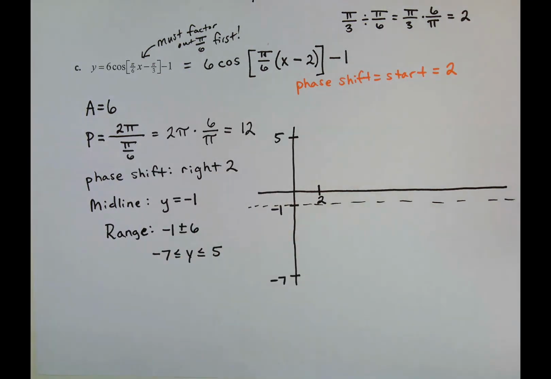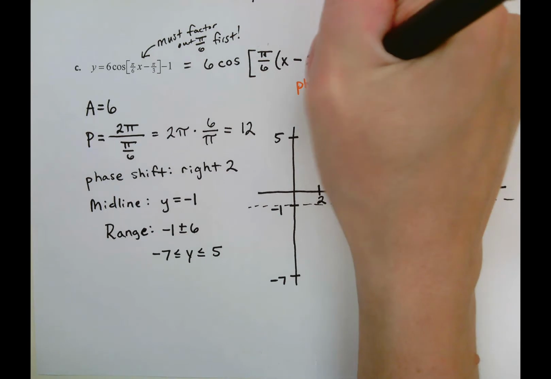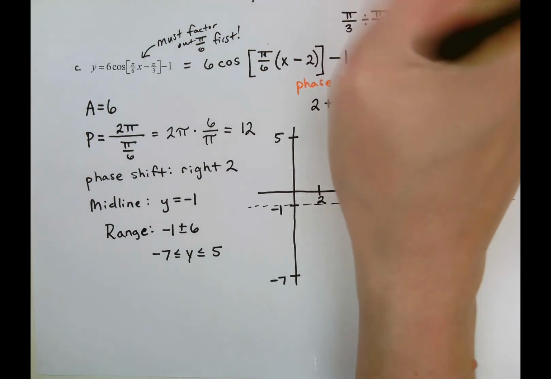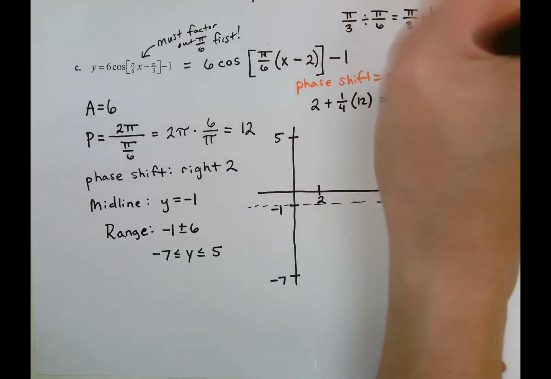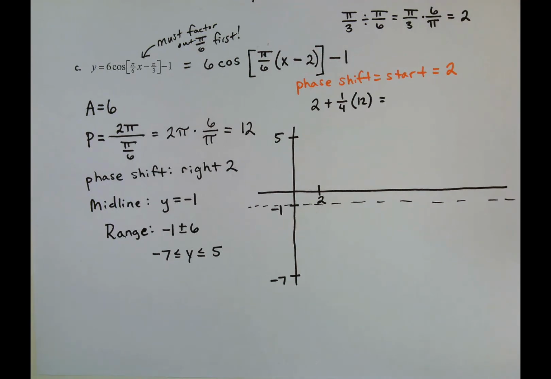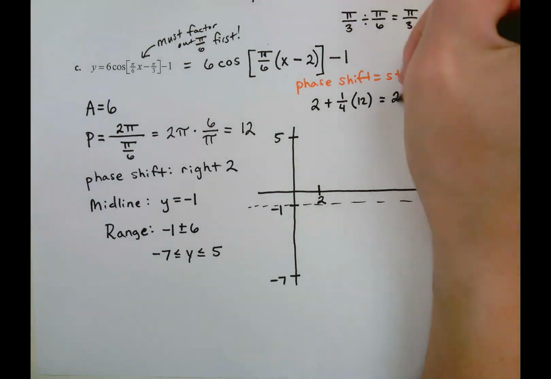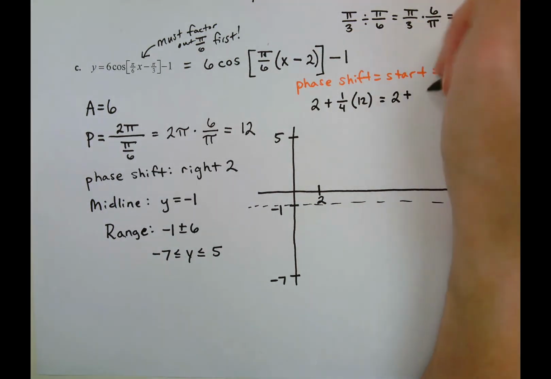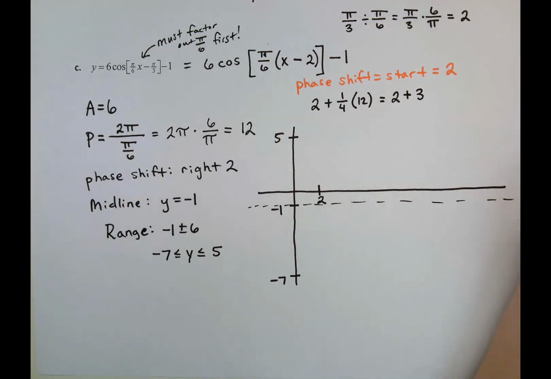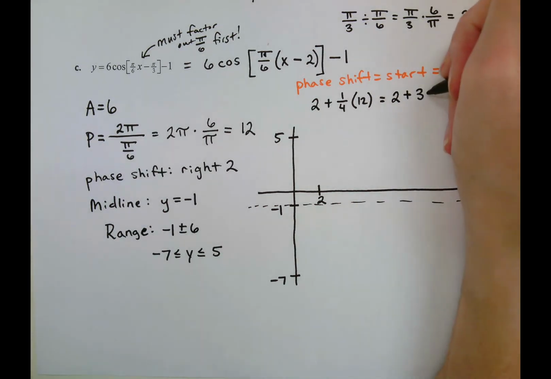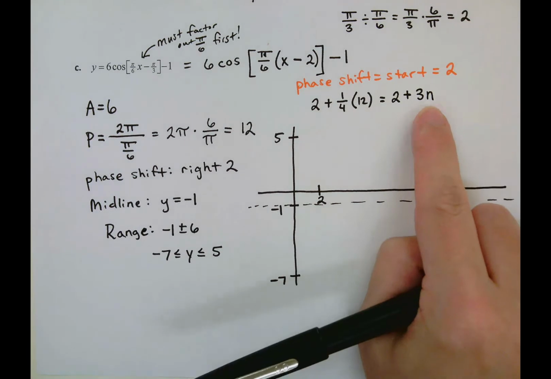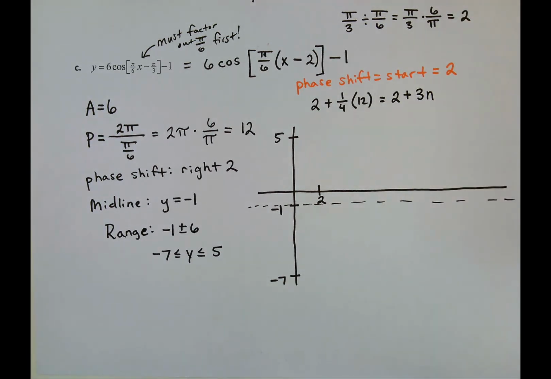But remember, another way that we can do that to get our tick marks is we can take our phase shift and add a fourth of my period, and that gives me every single tick mark until I get to it. So really, I'm going to be taking my phase shift of 2, and I'm going to be adding a fourth of 12, which is 3. And I'll put like 3n because that means I'm going to be adding 3 4 times until I get to my period.